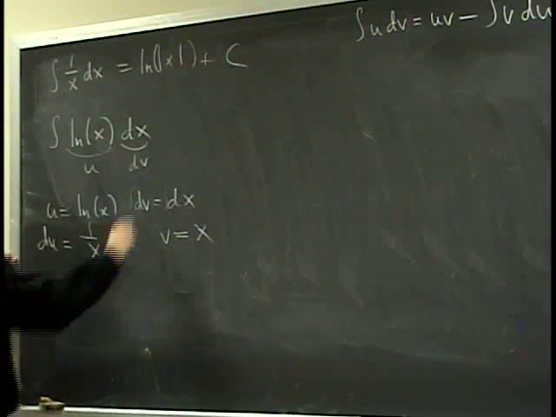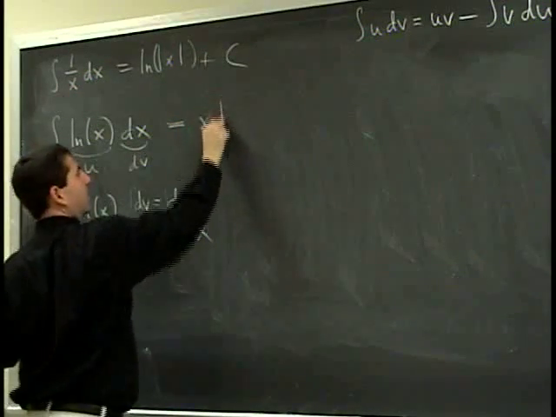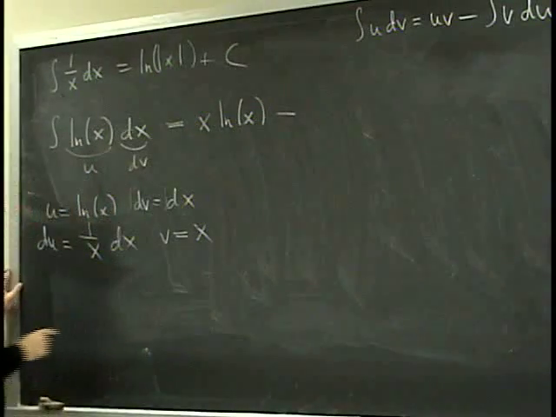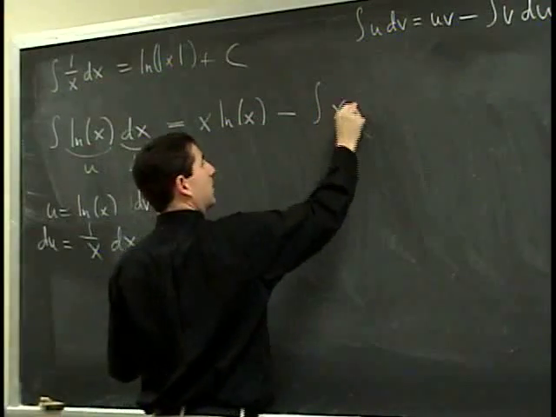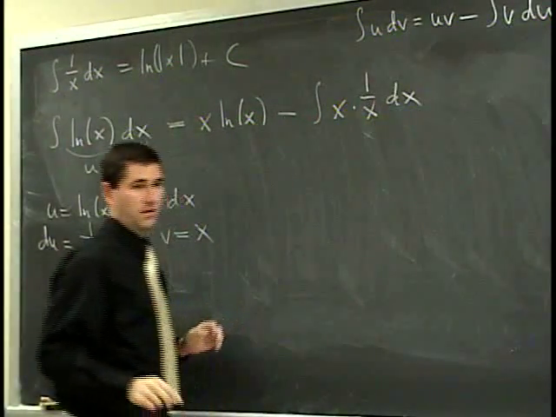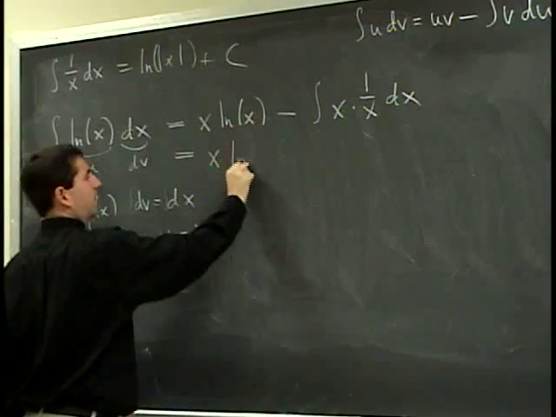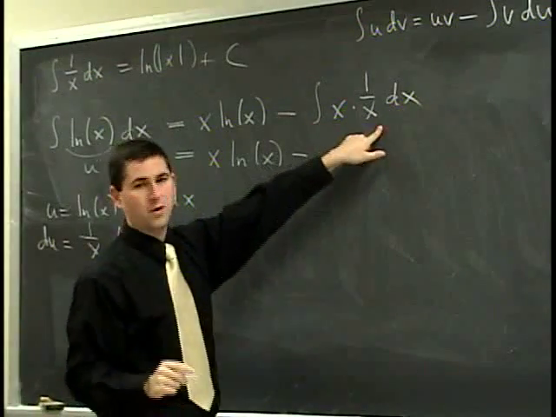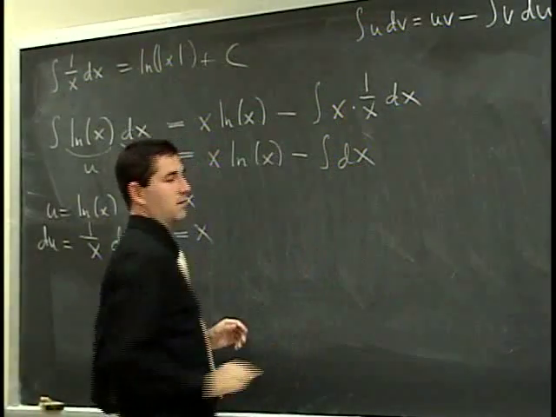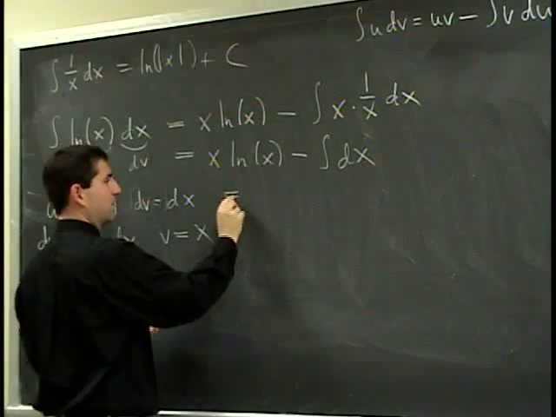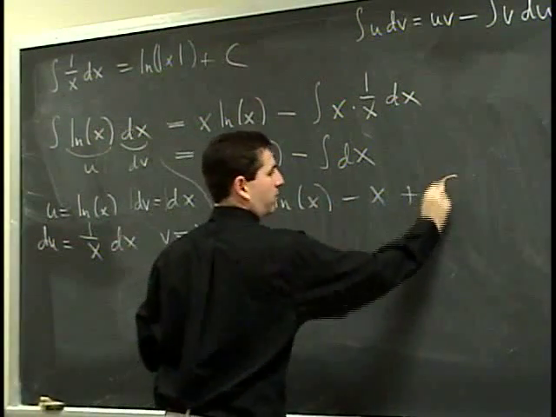Okay, let's see what we get. So we put in uv. That's x ln of x minus integral of v, which is x, du. So x times 1 over x dx. That's x ln of x minus, okay, x times 1 over x. Oh, that's nice. x over x is 1. So you just get integral dx, which is just x. So we get x ln of x minus x, of course, plus c.